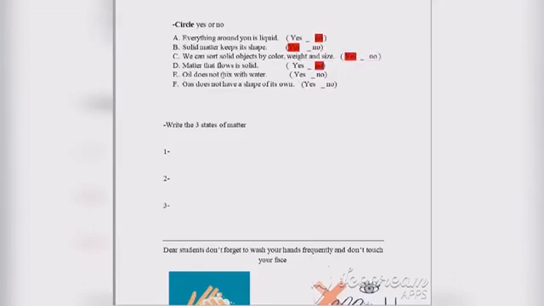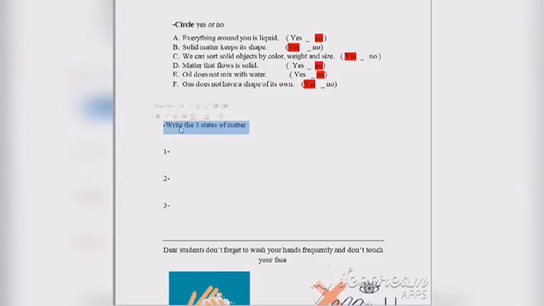Oil doesn't mix with water. Does oil mix with water? No, it does not mix with water. But vinegar, yes. But oil, no, it does not. Gas does not have a shape of its own. That's correct. Yes, it does not have a shape of its own.